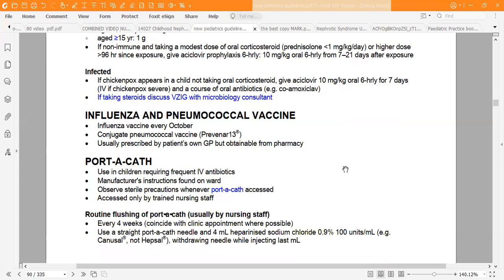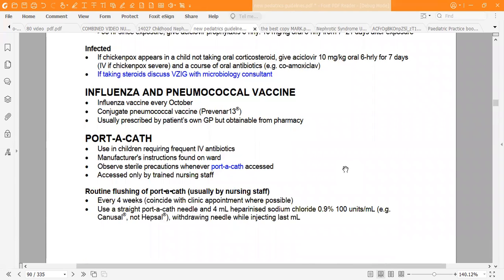What about the influenza and pneumococcal vaccine? The flu vaccine is given every year in October, the start of the flu season. Also every October, the conjugate pneumococcal vaccine, Prevnar 13, usually prescribed by the GP but obtainable from the pharmacy. The flu vaccine and the pneumococcal vaccine are crucial for CF patients. They have to take it.